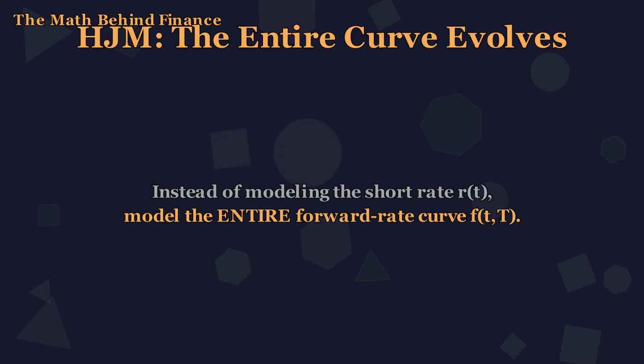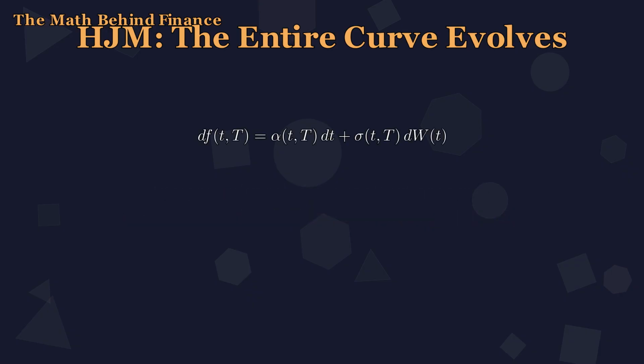Every model we have seen so far starts with a single number, the short rate r(t), and derives the yield curve from it. Heath, Jarrow, and Morton, in their landmark 1992 paper, flipped the approach entirely. They modeled the forward rate at every maturity simultaneously. Each forward rate f(t) follows its own stochastic differential equation with its own drift alpha and its own volatility sigma.